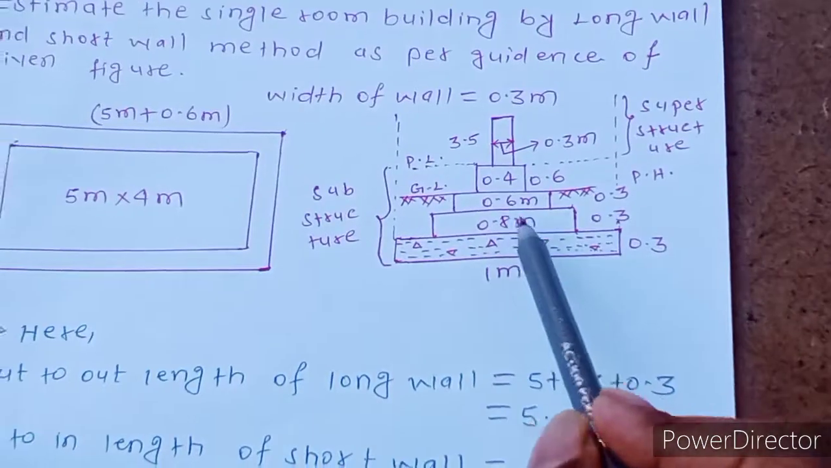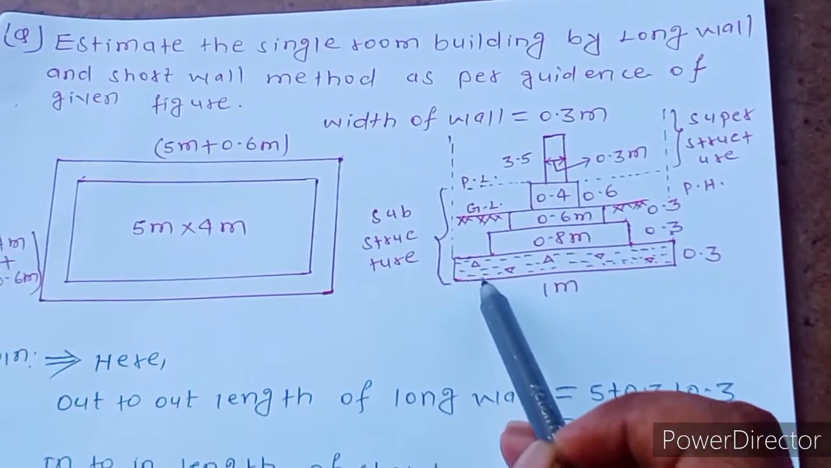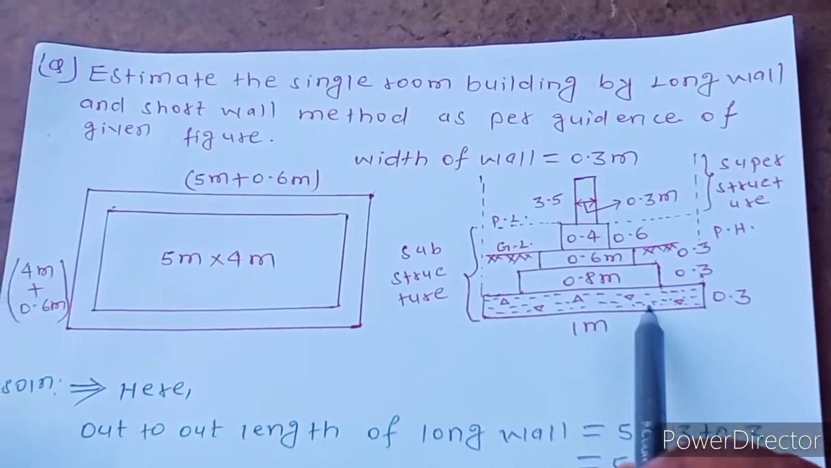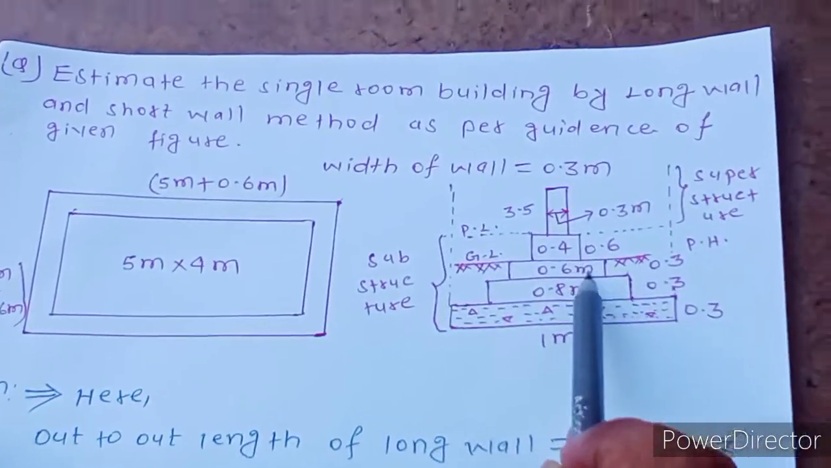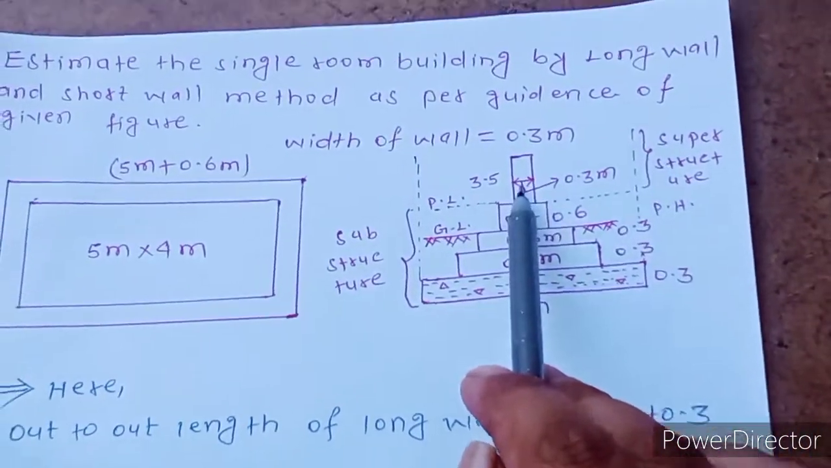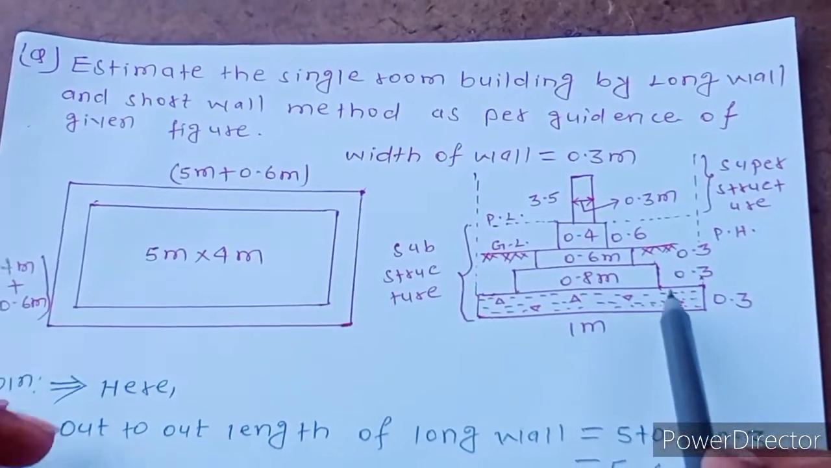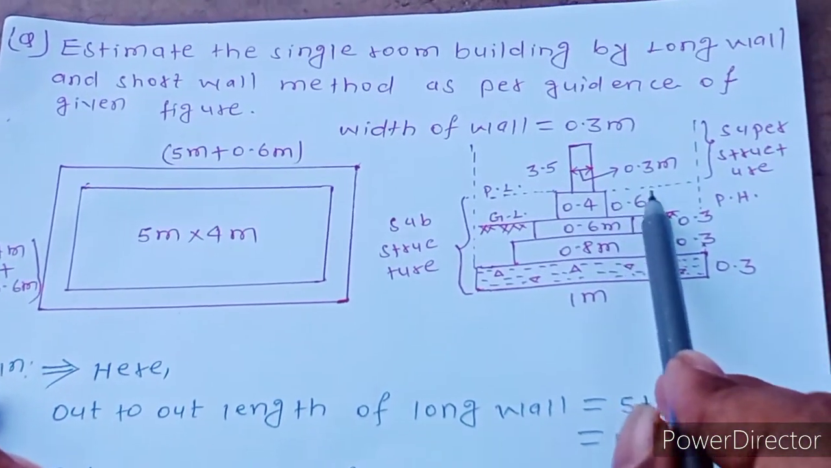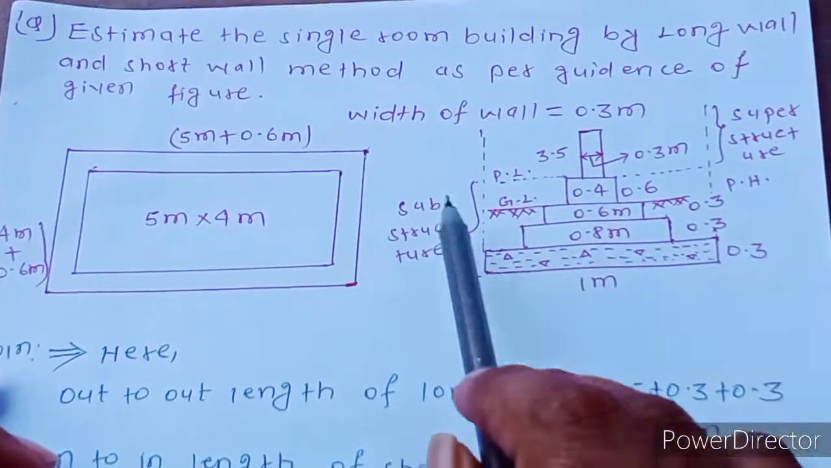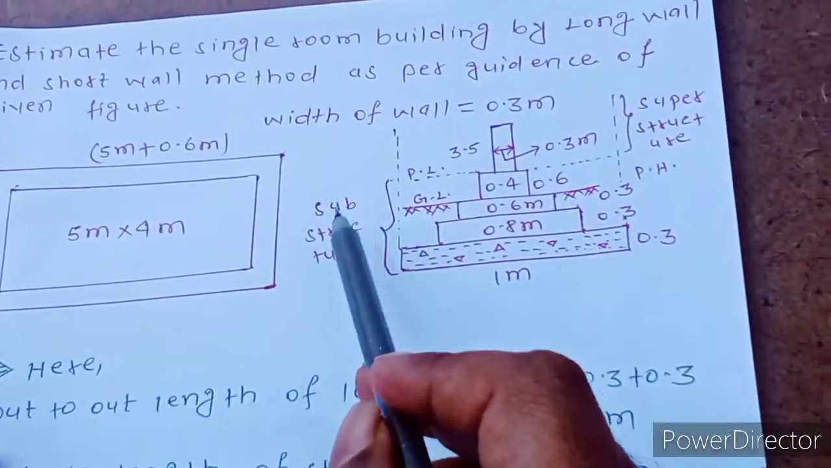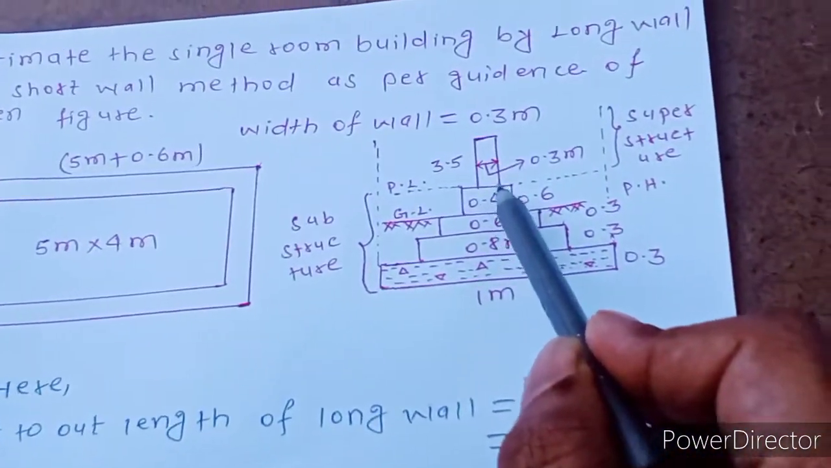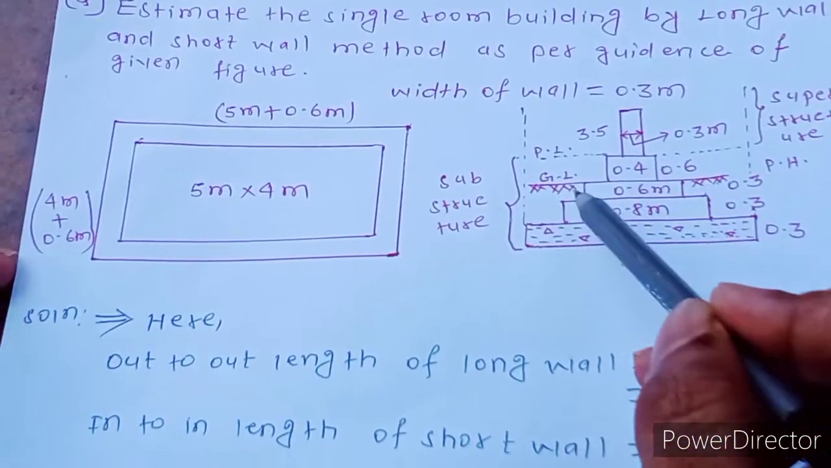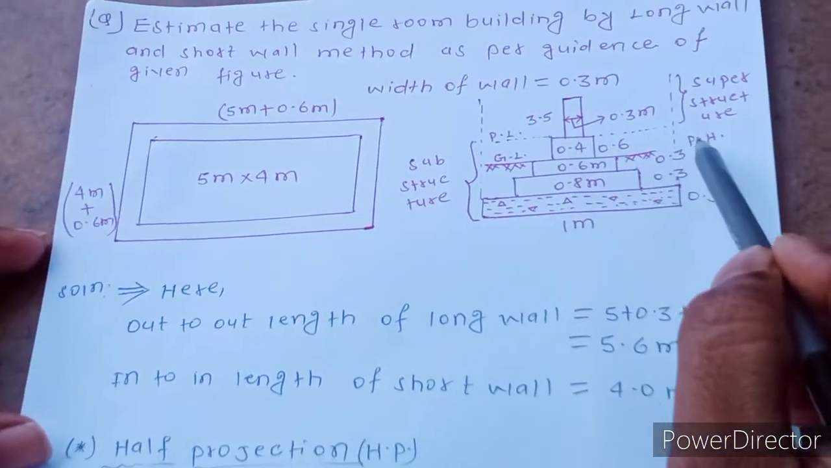Which work do we have to calculate? We can calculate from this figure. In this figure, this is plain cement concrete, this is the first footing, this is the second footing, this is the plinth level, and this is the wall. From here up to the plinth level, from ground to plinth level, this is the substructure, and above the plinth level, the wall is the superstructure. This is the plinth height, from ground level to plinth level.